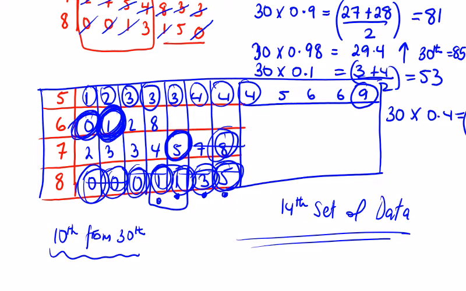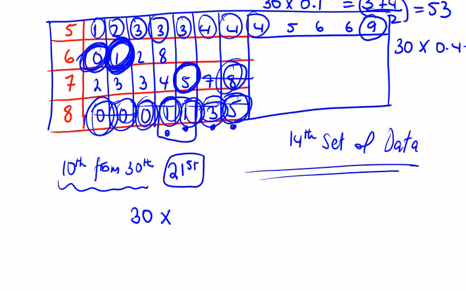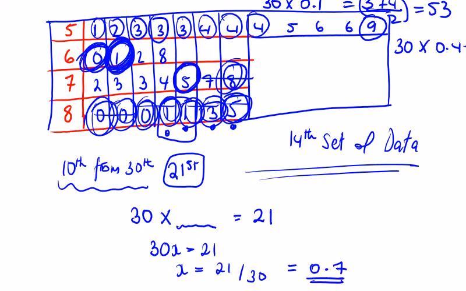The 70th percentile is 21 values. Multiply that by the percentile, and we're going to get 21. 30x equals 21, so x is equal to 21 over 30, which is 0.7, so the 70th percentile.